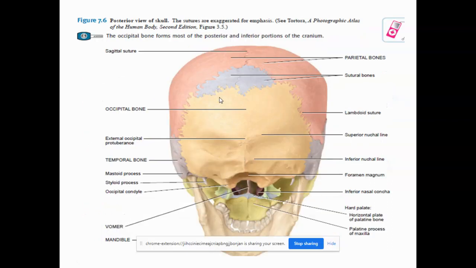This is the posterior view of the skull, and you can see many sutures here. This is the sagittal suture which will join the two parietal bones together, and you can see the sutural bones. This is the lambdoid suture, and this is the occipital bone, so it joins the parietal bone and the occipital bone. This is the external occipital protuberance, and you can see many other sutures also.